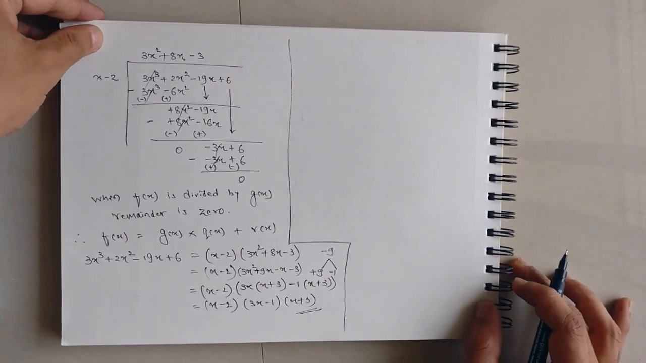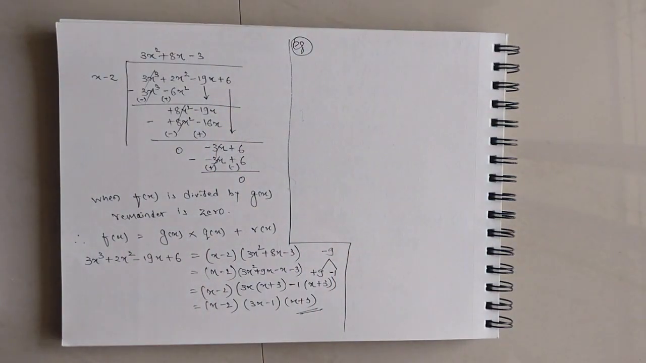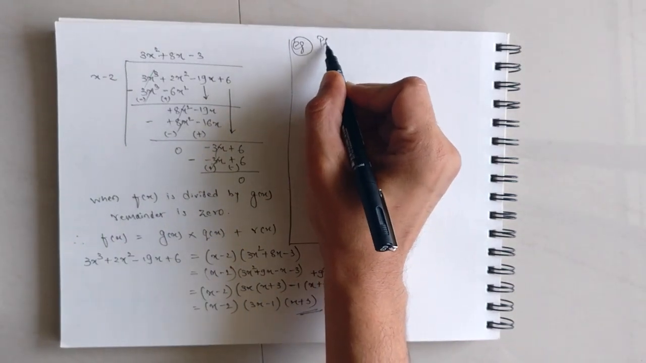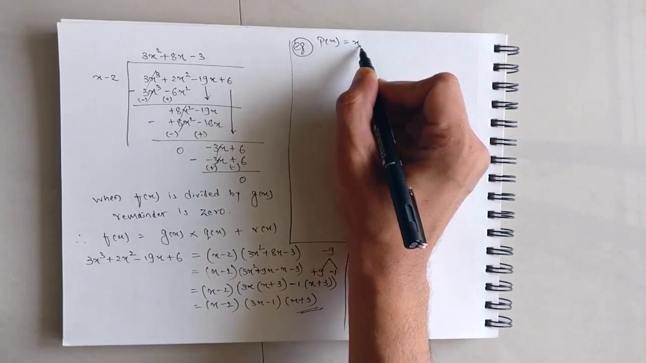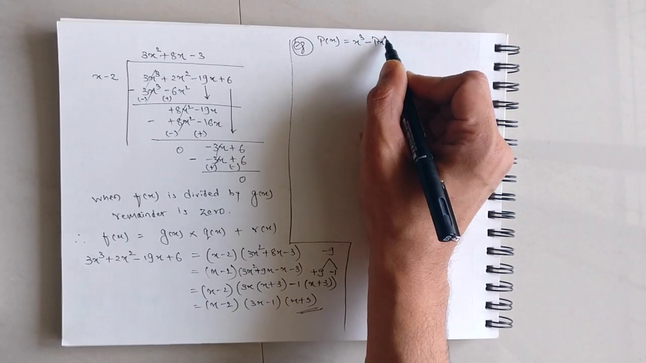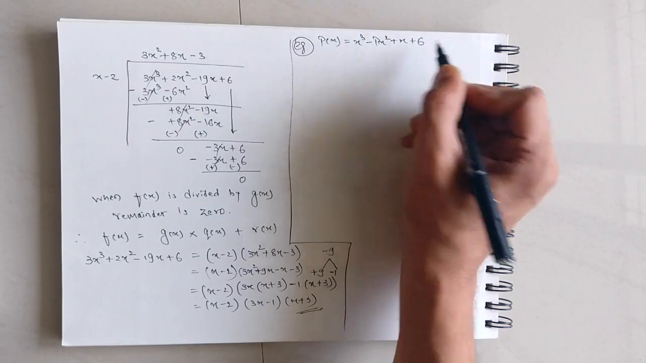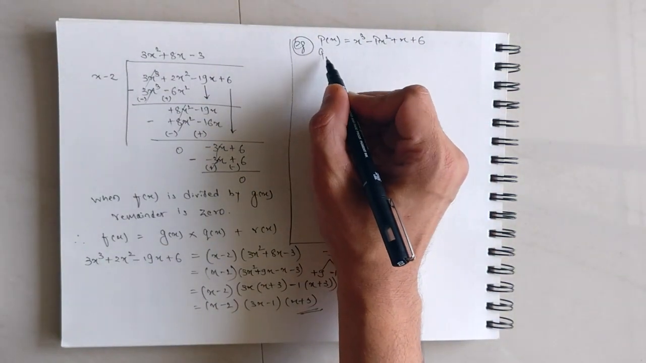Okay, next question. When divided by x minus 3, the polynomials, okay, so there are 2 polynomials. Let us write the polynomials. P of x is equal to x cube minus px square plus x plus 6. This is one polynomial, and the other polynomial is q of x.